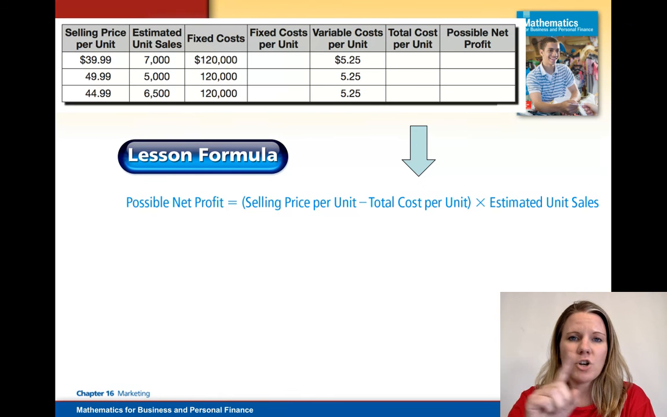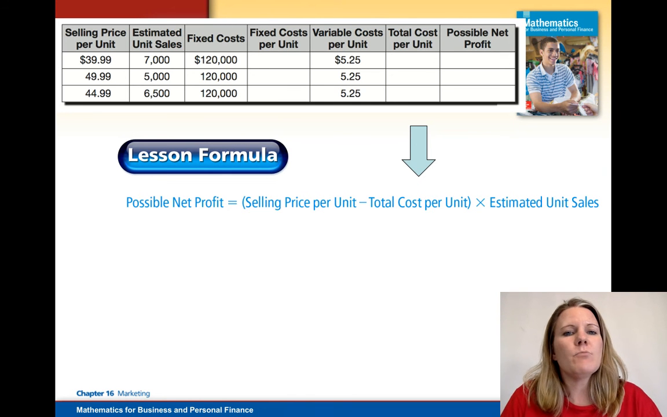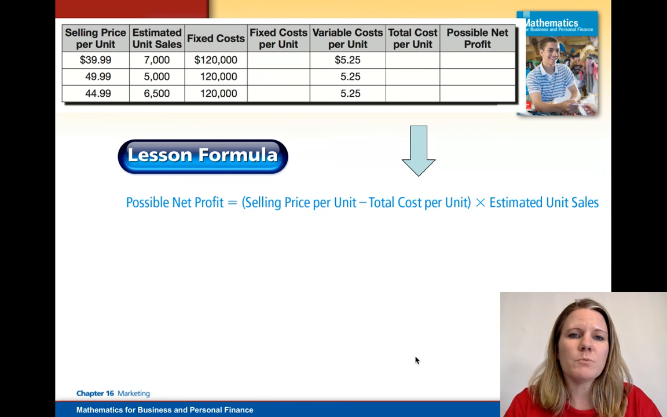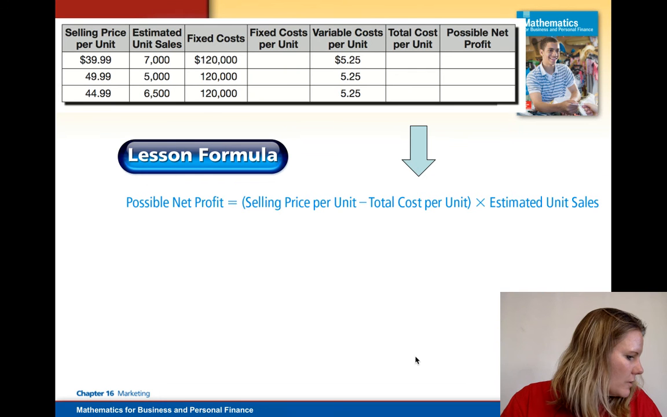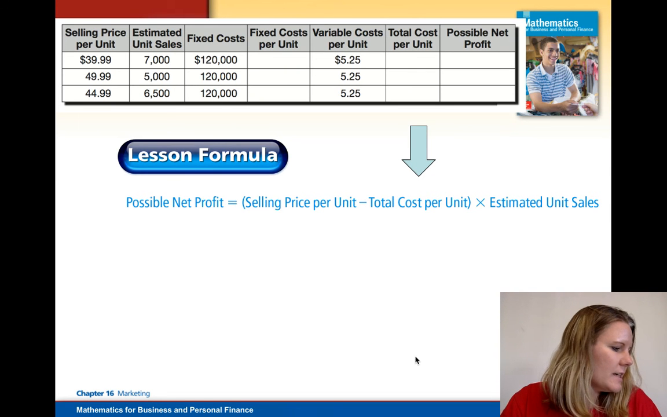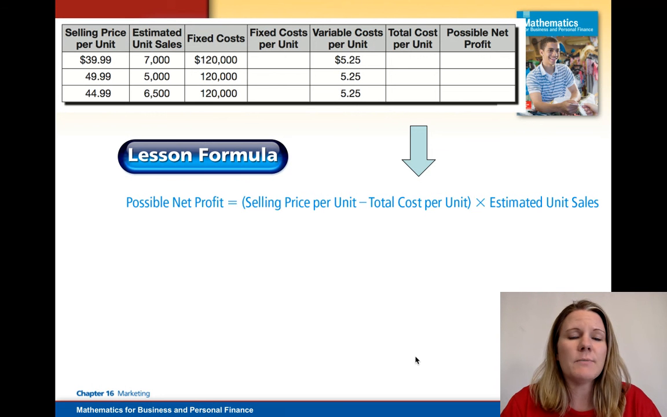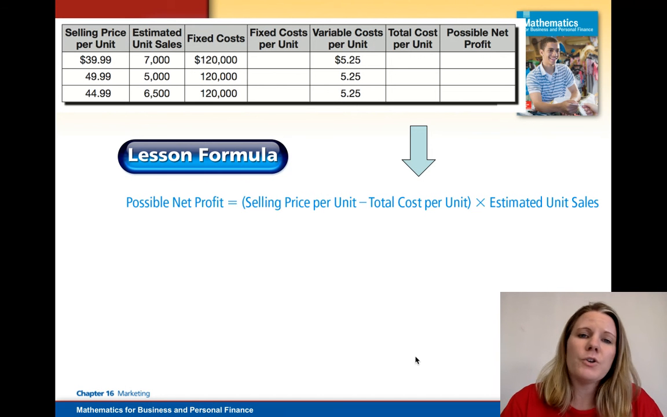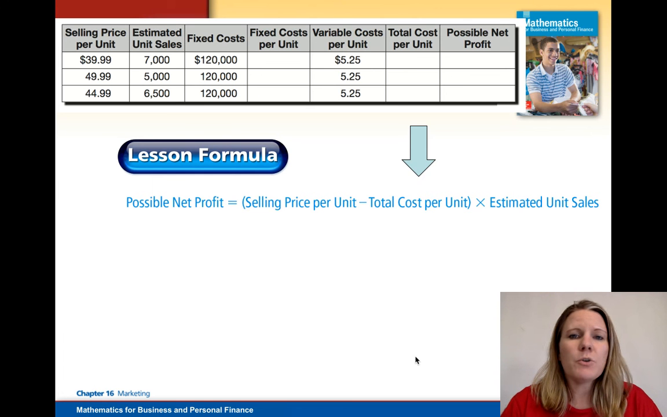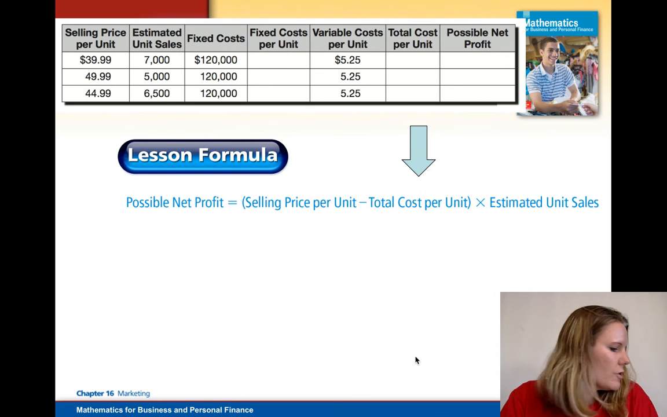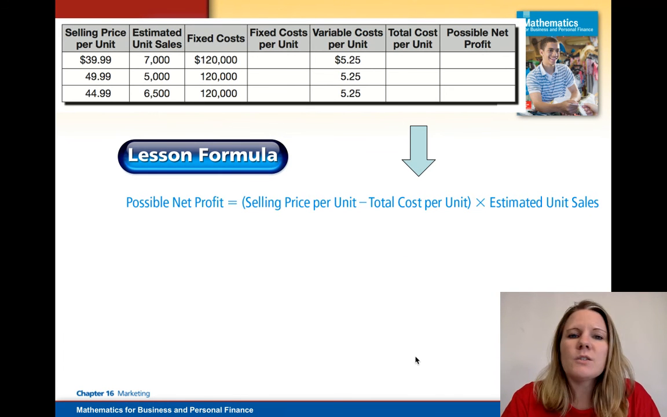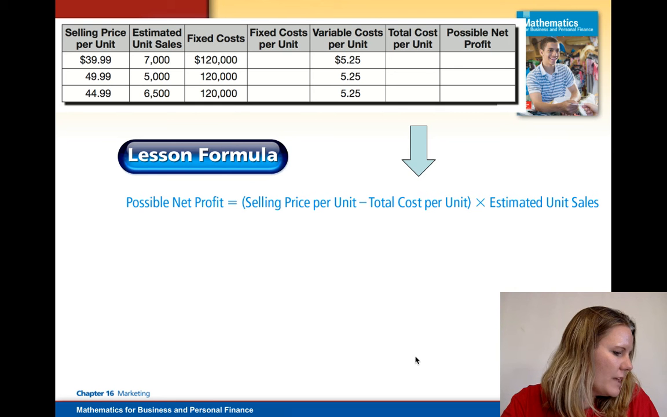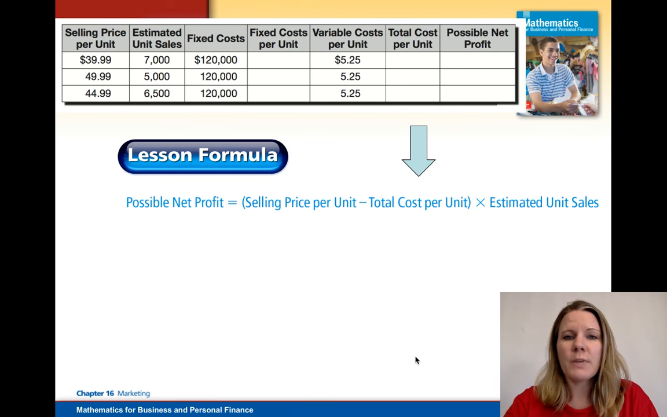The numbers in your chart on your homework will be a little bit different, but to figure out the fixed cost per unit, you're going to simply divide the fixed costs by the estimated unit sales. Per unit means divide, so that should be pretty straightforward. Then for the total cost per unit, when you're filling in this chart, you're going to add together the fixed cost per unit and the variable cost per unit to get the total cost per unit. And then your possible net profit is the actual formula shown on the PowerPoint.